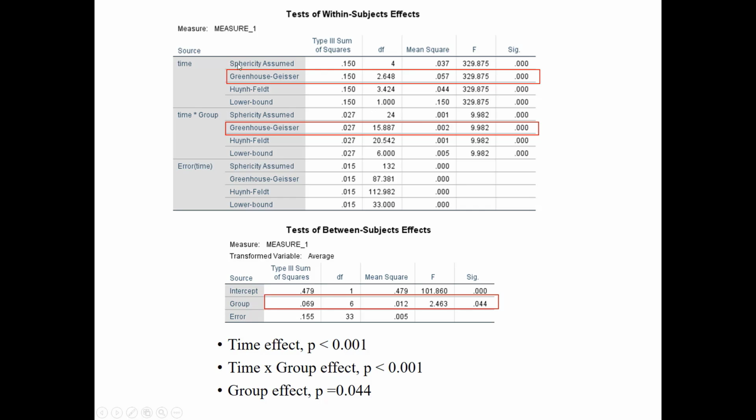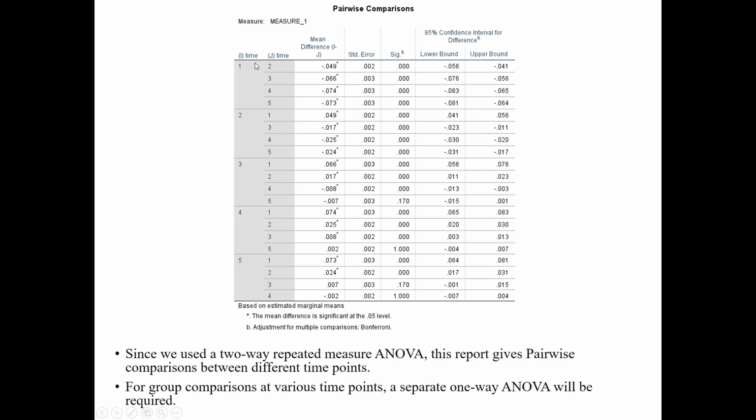Now here's the report. Mauchly's test of sphericity. You can see the p-value is here. So I can't use the first line. I have to use the second line for the time effect and the time-group combined effect. Then here is your group effect. So you have 3 findings: the time, the group, and the time and group combined, and they are not separate.